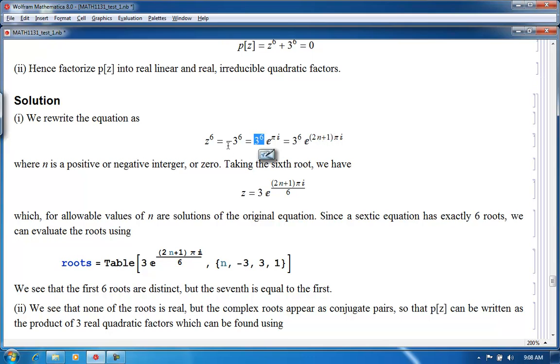So to find the solution of this, we now take the 6th root of this equation, so that will give us z equals 3, which is the 6th root of 3 to the 6, and then we divide these, so it's e to the (2n plus 1) pi i over 6. And for any integer value of n, that's a solution to the original equation.